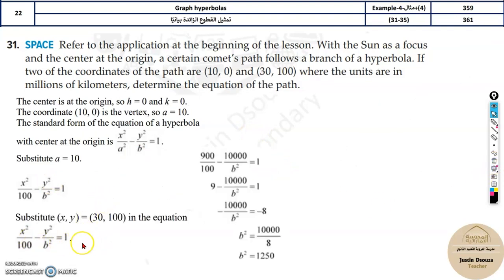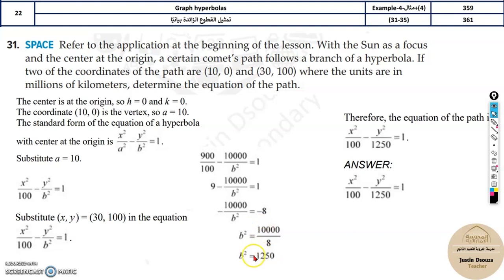You can see the methods. See over here, this is used. Remember, when you simplify this and take it to the other side, you will get both negative. Solve it up, and then you'll get the positive over here. And the b squared value is 1250.